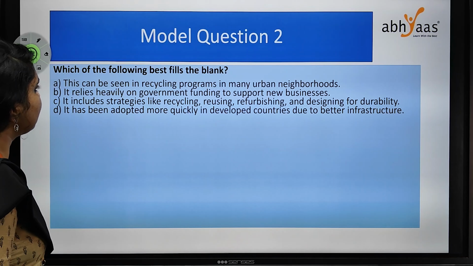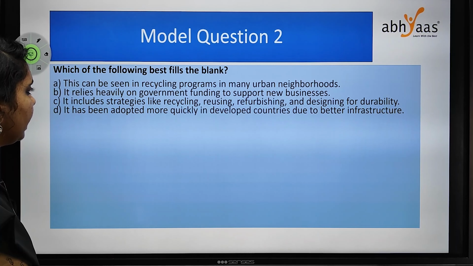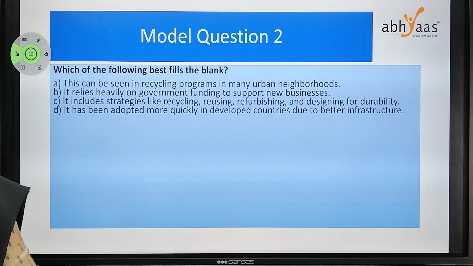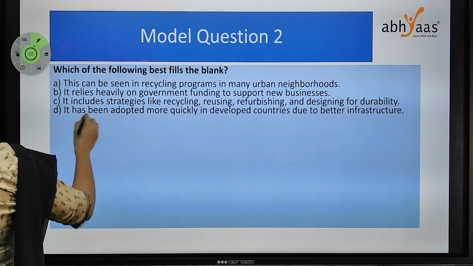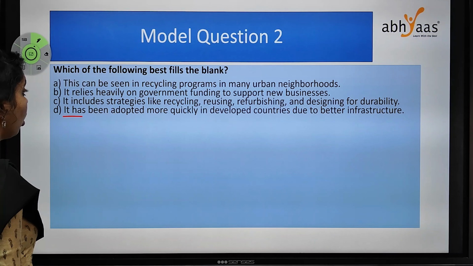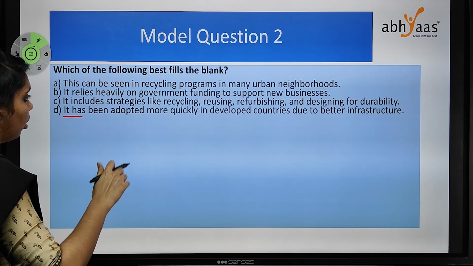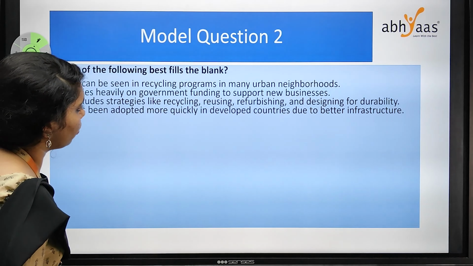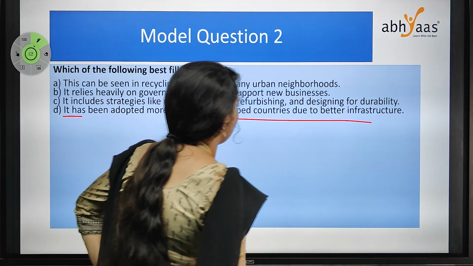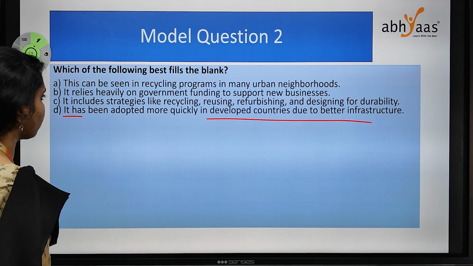Okay, this can be seen in recycling. It relies heavily. It has been adopted more quickly in developed countries. But what is that? It is not being discussed, right? In the previous sentence they are introducing this concept of circular economy, and they are saying it should be revolving, but it has been adopted more quickly in developed countries due to better infrastructure. No, this is not what the next lines try to deliver.